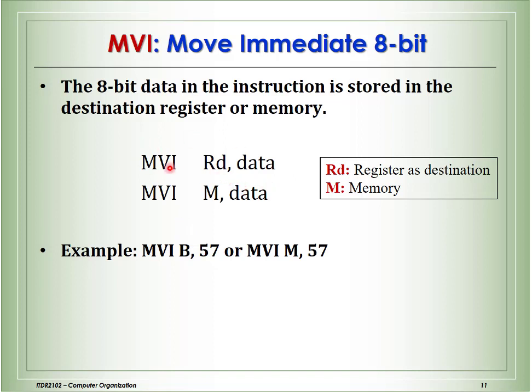So here you can see MVI. This is our register as a destination. This is the source, and immediate means data, or you can say a constant. So the direct value, direct data, can move to the register. And also here the data can move directly into the memory. So these are the examples, as you can see.